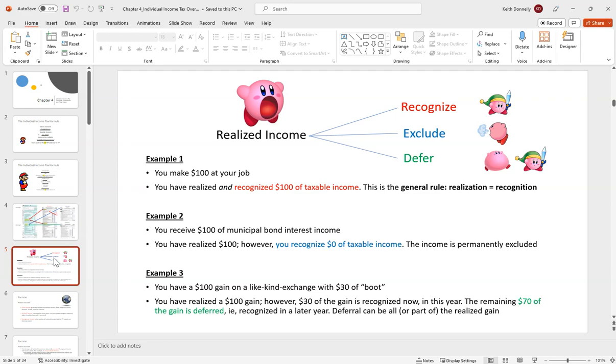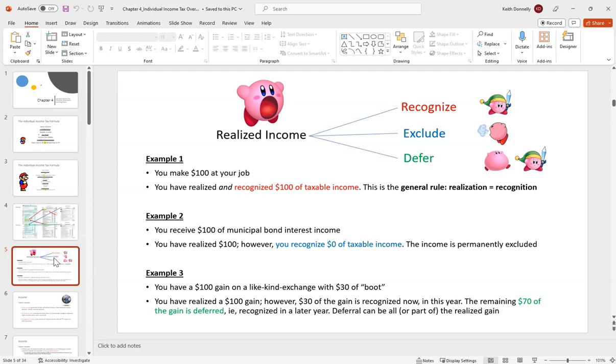Most of the time, your realized income is going to be your recognized income. By way of example, you make $100 at your job. Hey, I realized $100. I will recognize $100. In distinction, you can also realize income but not recognize it. And this is when you would either exclude it or defer it.